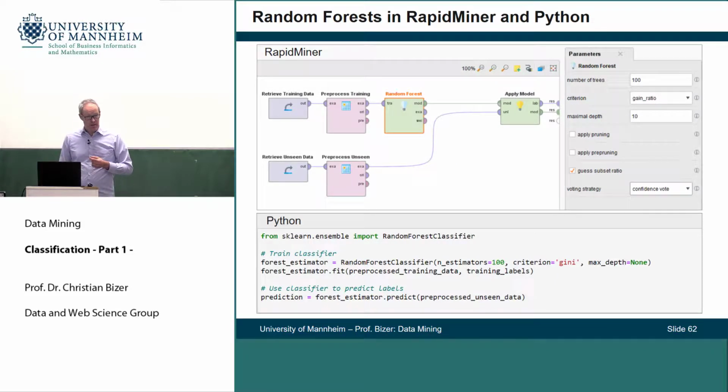For random forests, we can do similar things. There's a random forest operator in RapidMiner where the number of trees is one parameter. Besides that, the parameters are rather similar to the decision tree parameters. Same in Python, RandomForestClassifier. n_estimators defines the number of trees that we want to learn. Criterion is the purity measure that we use. Max depth is again a pre-pruning threshold. Besides this, it's straightforward.